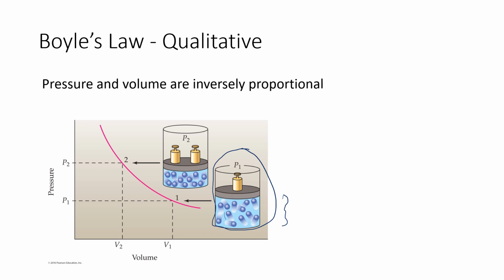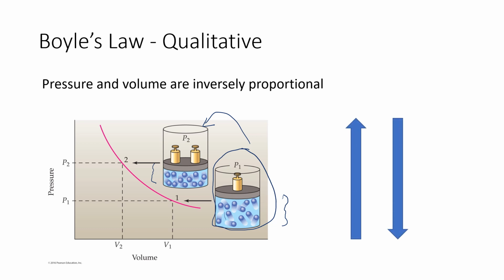And notice that when we move to the second set of conditions, we are doubling the pressure because we're doubling the mass that's being used to exert force through gravity on the gas sample. The size of the gas sample, the volume, gets smaller. In fact, since we doubled the pressure, we cut the volume in half. One way of thinking about this inverse relationship is that if one parameter goes up, the other parameter goes down.